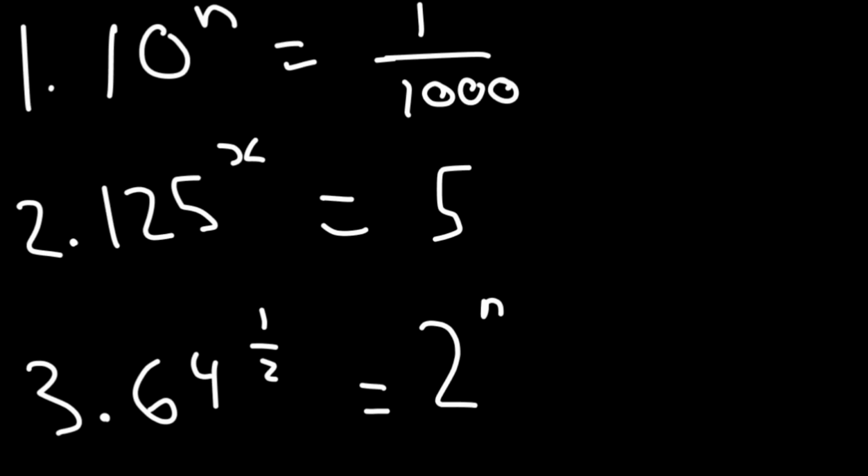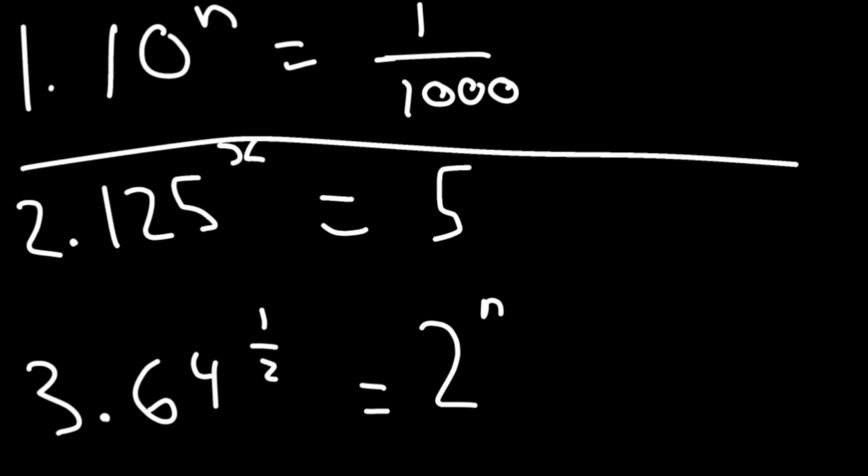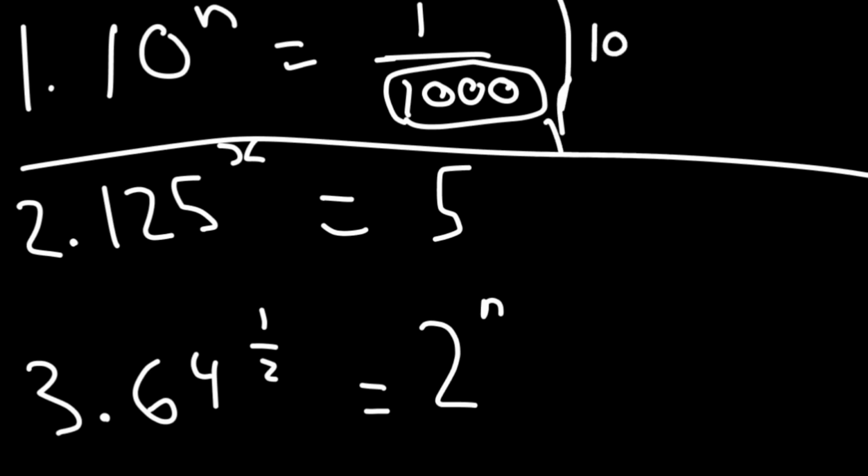Okay, so question number 1. I have 10 to the power of n is equal to 1 over 1,000. So we're trying to make the bases the same. So the first thing I would do is to try to make this 1,000 over here into a power of 10. So 1,000 is essentially 10 cubed, or 10 to the power of 3, as 10 times 10 times 10 is 1,000. So all of this turns into 10 to the power of n is equal to 1 over 10 to the power of 3.